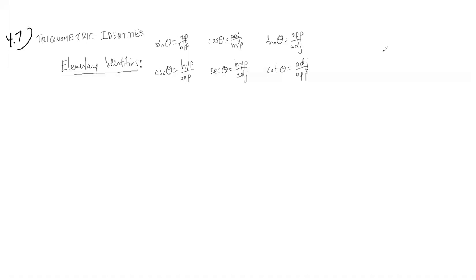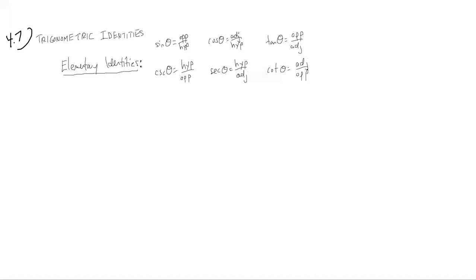For this lesson, we're going to introduce this concept of trigonometric identities and what an identity is. Basically, an identity is when you have two things that maybe look really different, but they're actually the exact same thing pretty much everywhere. So it's not quite the same as an equation, but they tend to look like equations. So we're going to start with what are called the elementary identities.